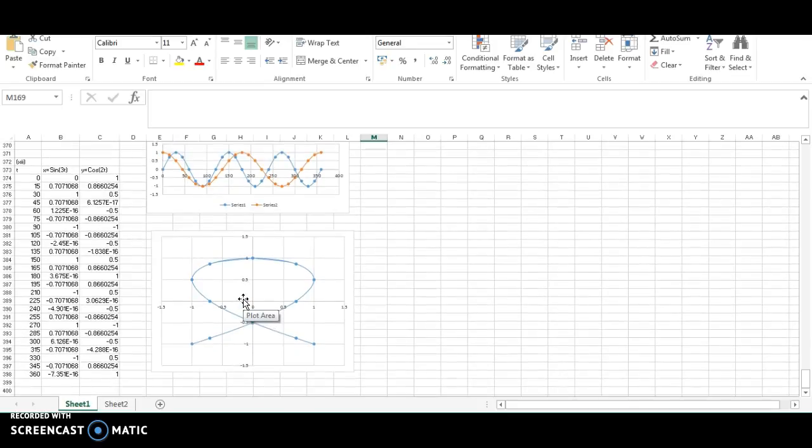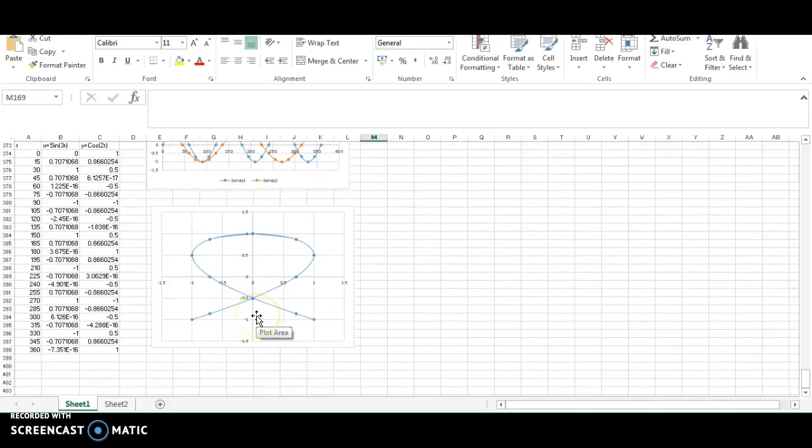And then for the final question, x is equal to sine 3t, and y is equal to cosine 2t. So that gives us neither a wave nor a circle, because one of them goes faster, the x goes faster than the cosine, so we end up with this shape instead of a regular shape.